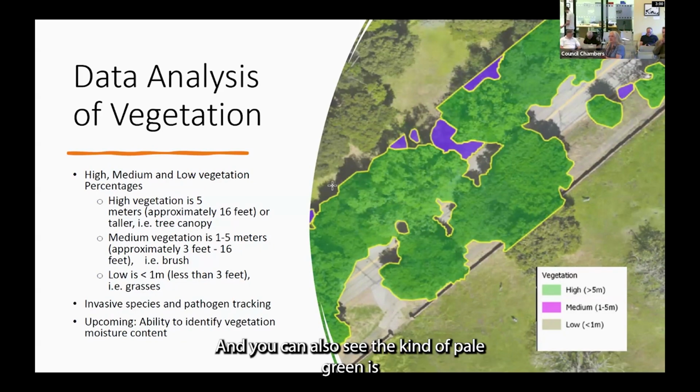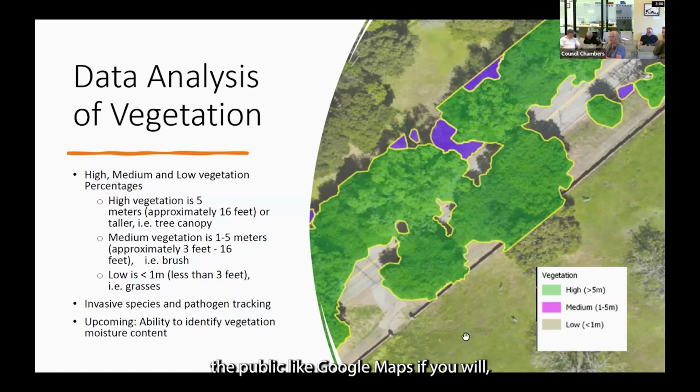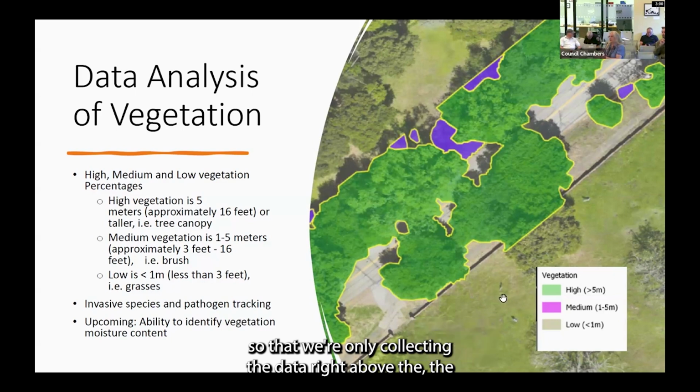And you can also see the kind of pale green is the public, like Google Maps, if you will. So that we're only collecting the data right above the evacuation route. So we're not up in the top of the picture. There's the edge of someone's house, so we don't have concerns about flying over things like that. We're just flying over the public right of way.